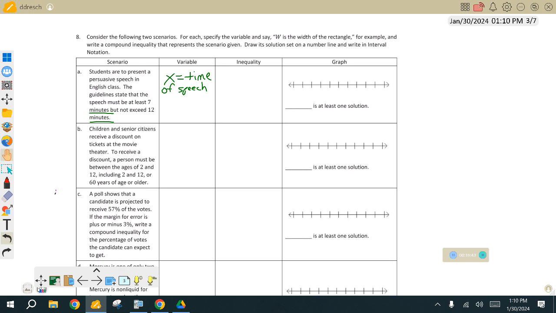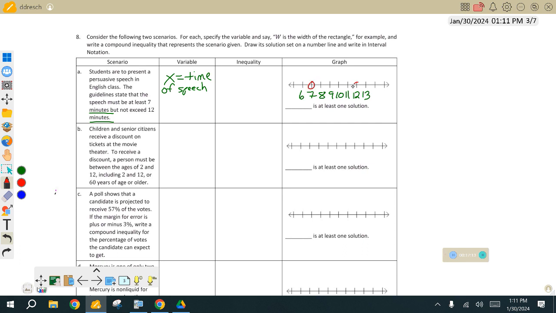Can I be less than 7 minutes? Can a 3 minute speech be okay? No. Is a 20 minute speech okay? No. So where's my sweet spot? 9. 7, 8, 9, 10, 11, 12, 13. I'll put 6 on there. So let's think about this. Is 7 okay?